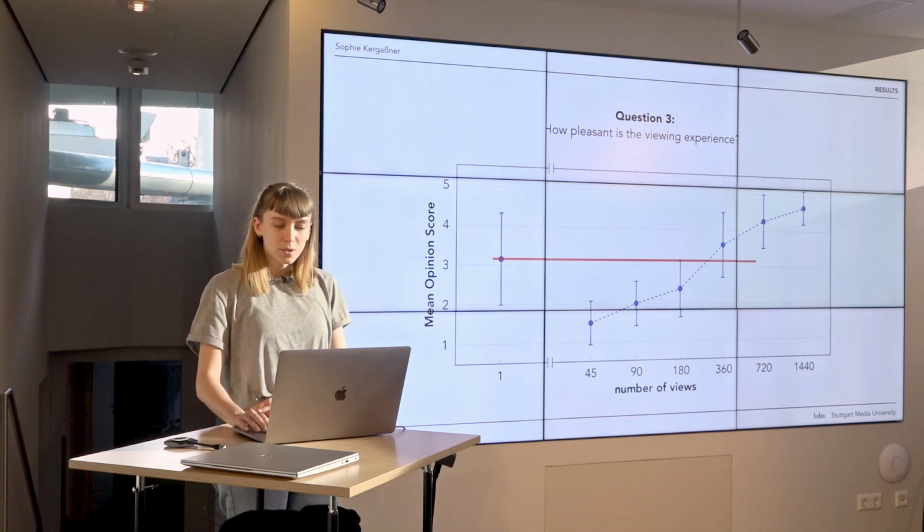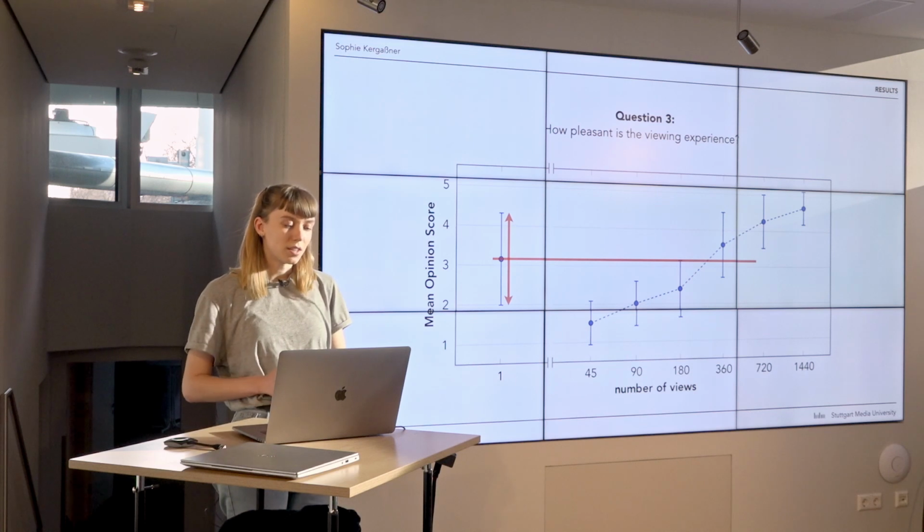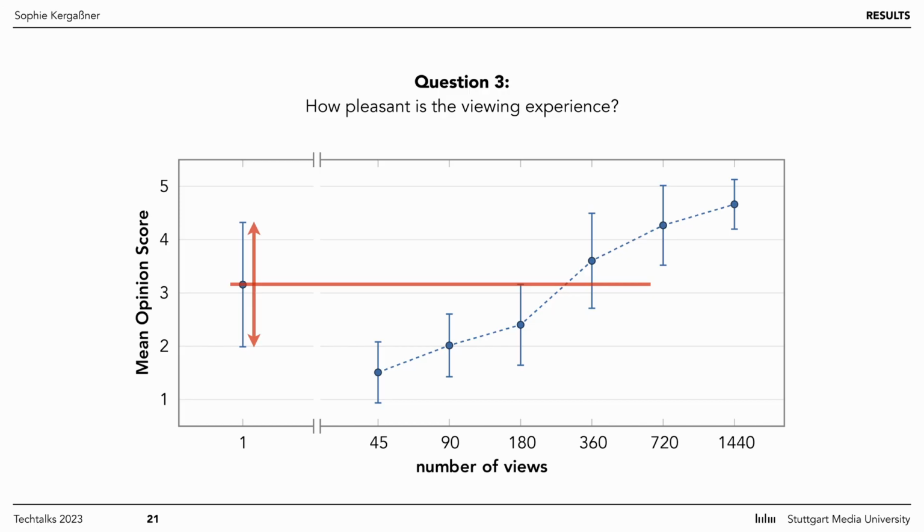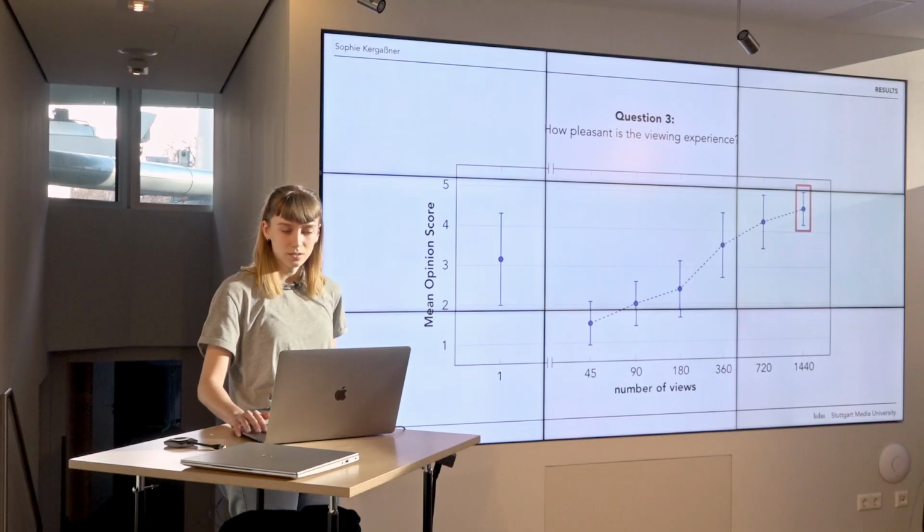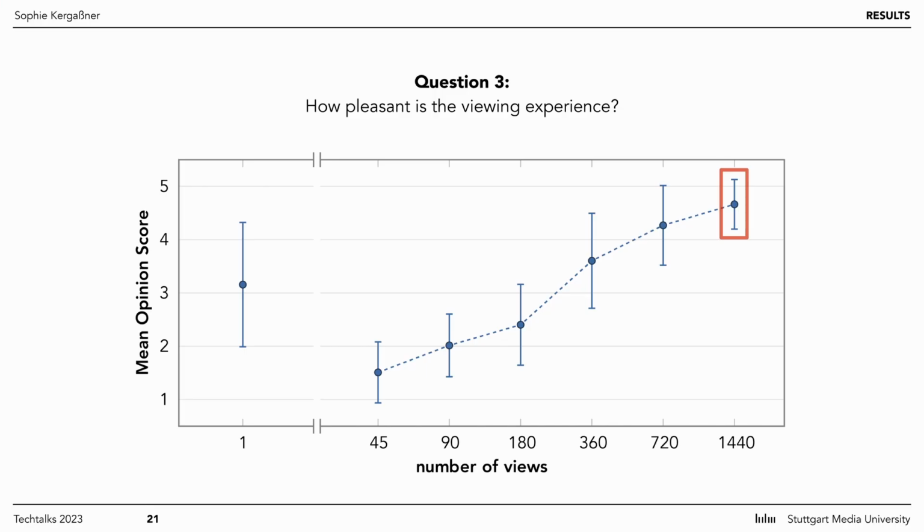And nonetheless, participants' ratings fluctuated a lot, which can be seen in the highest standard deviation. We also have a large increase in MOS, again, between 180 and 360 views. So this step seems to enhance the experience a lot. And also the lowest angular resolution, again, gets the highest MOS and also the smallest standard deviation. So participants agree that this is the most pleasant stimulus.